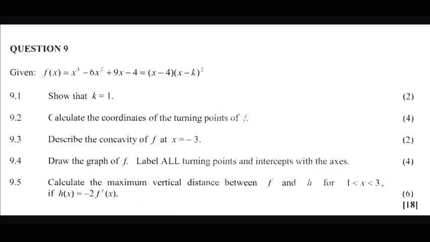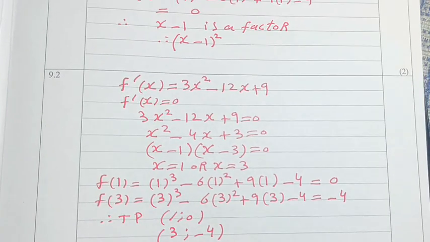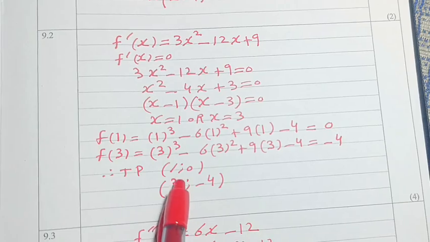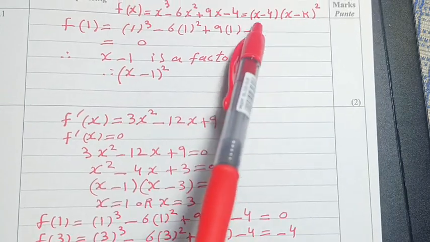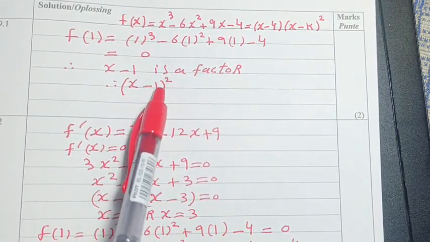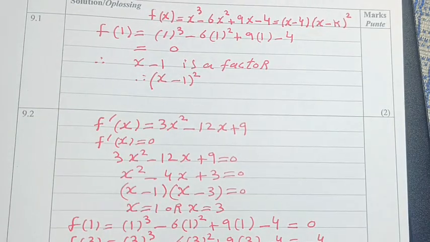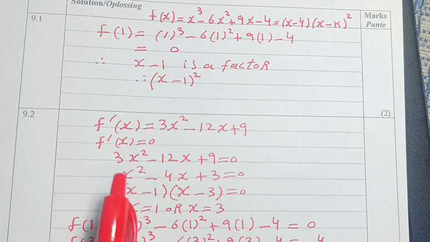9.4. Draw the graph of f, label all turning points and intercepts with the axis. To sketch the graph we need the turning points and the x-intercepts. We have the x-intercepts, x equal to 4 and x equal to 1. This is an x-intercept as well as a turning point. That's why we count it twice, because the x-intercept is also a turning point.